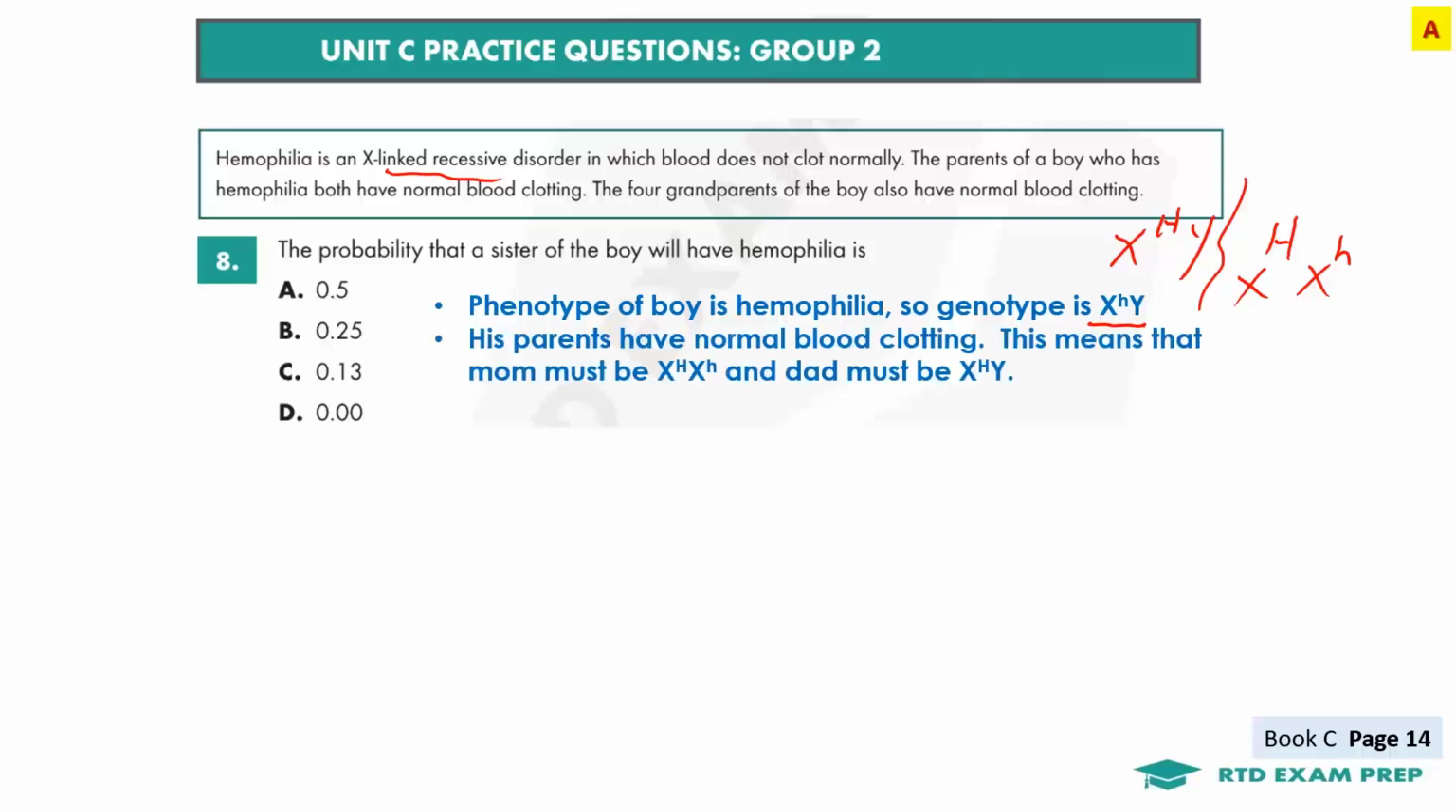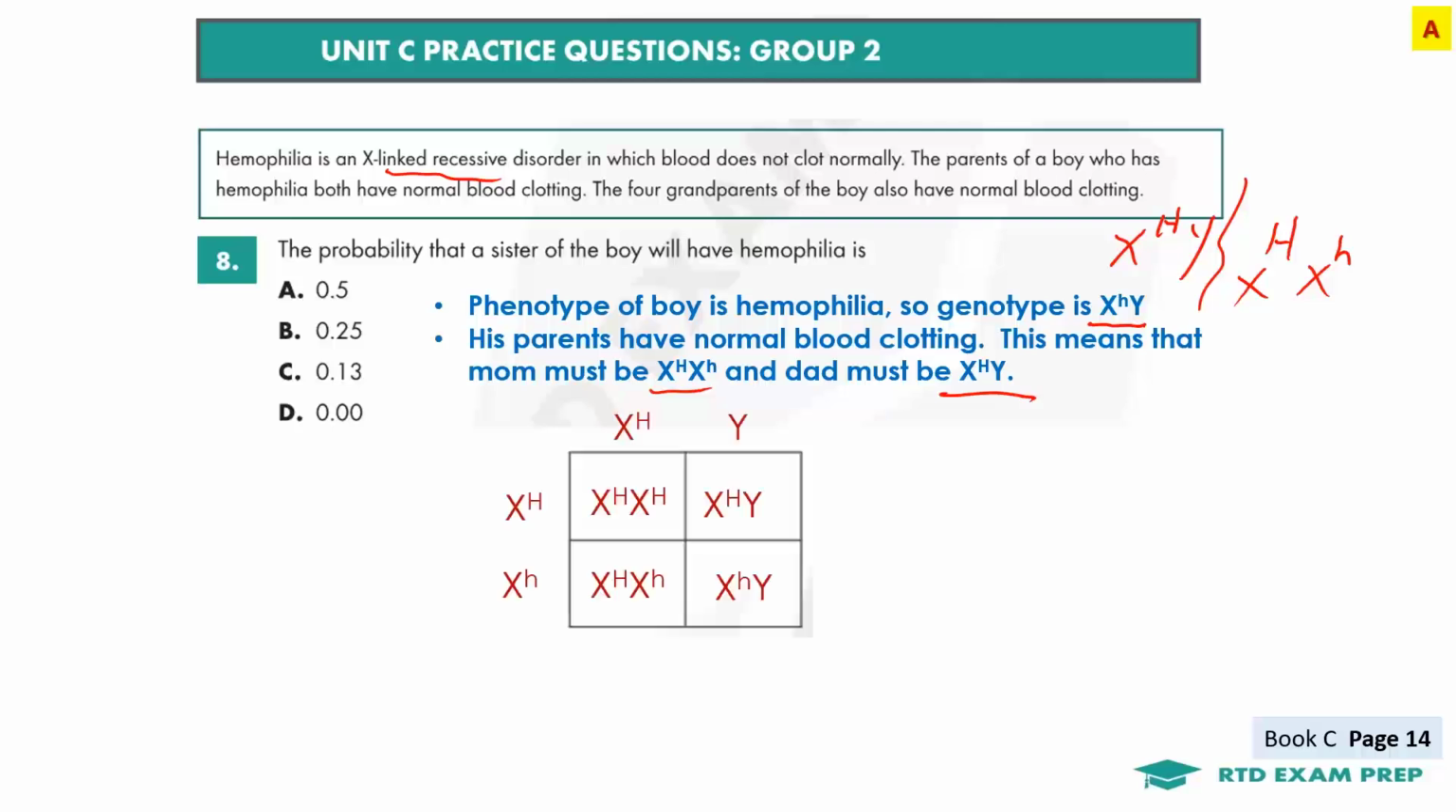And his parents have normal blood clotting, meaning, just like I showed, that they must be these two here. When you put that into your Punnett square, I'm hoping it jumps out to you that there is no way a sister, a girl, can have it, because dad has only a dominant normal gene rather than hemophilia to pass on. So in 8, our answer is D.